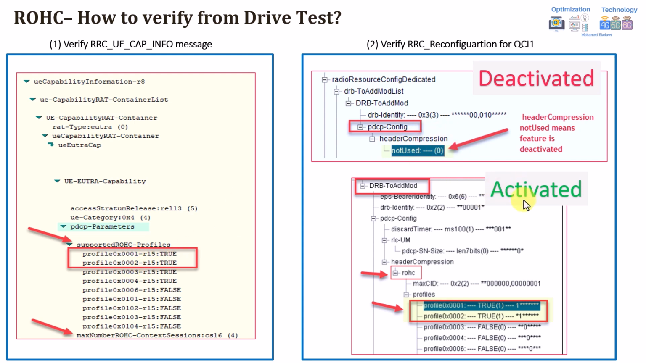But if it's being activated, as you can see here, it will send under the same part, the PDCP layer, under the PDCP configuration. Here, for example, first the RLC, as you know for the voice bearer, usually uses unacknowledged mode. And here this is the ROHC configuration. So it will send profile 1 and profile 2, which are shown as true here, indicating that yes, robust header compression is being supported. So now we can start establishing our context.